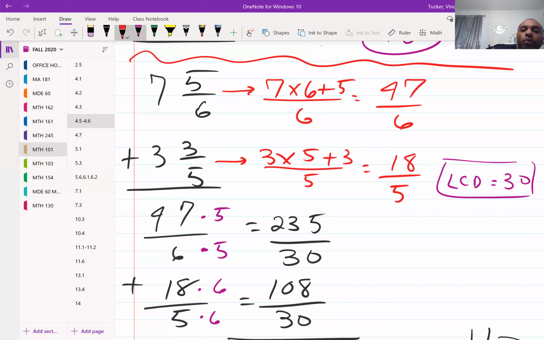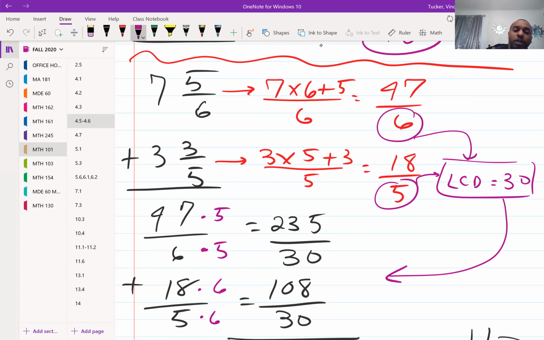So we have denominators of 6 and 5. So they give us the LCD of 30. The smallest number that both 6 and 5 can divide into evenly would be 30. So don't forget, whenever adding and subtracting fractions, you have to have a common denominator. Multiplying and dividing, you do not. Once again, adding and subtracting, you do. So now we go here.